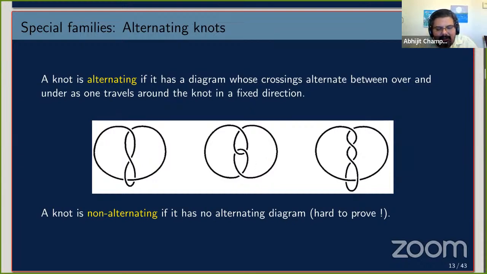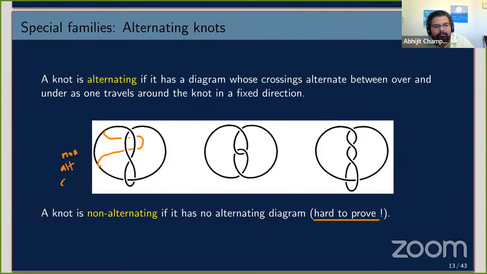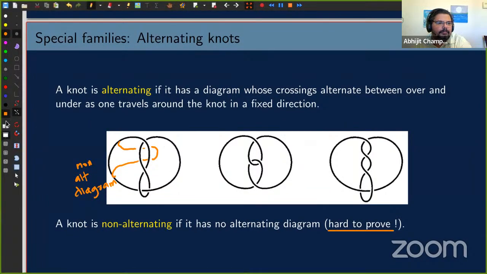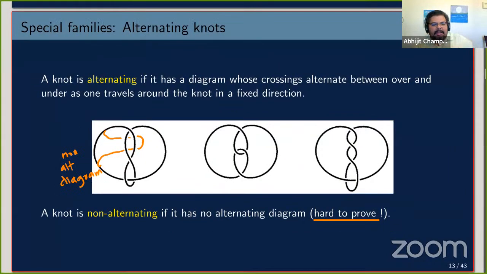And a knot is non-alternating if it has no alternating diagram. Now note that this is a difficult problem because there are infinitely many diagrams, and even alternating knots will have non-alternating diagrams, because you can simply take one of the strands and pull it under some of the other strands by a Reidemeister 2 move. Then this diagram becomes a non-alternating diagram, right? Alternating diagrams are certainly special. So if you are given a knot, how do you know if it has no alternating diagram? In general, it is not an easy problem to determine.